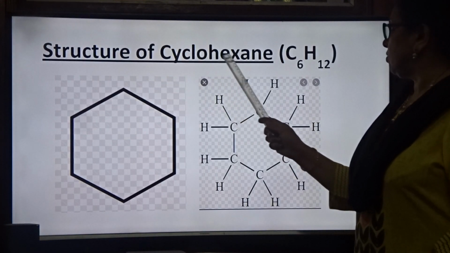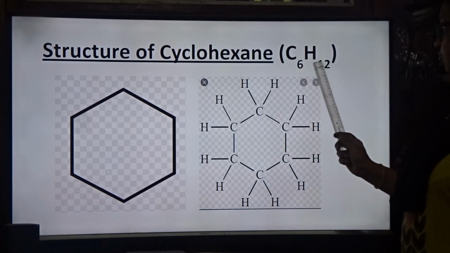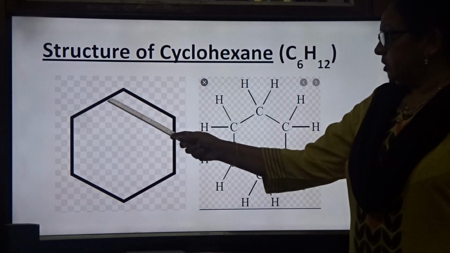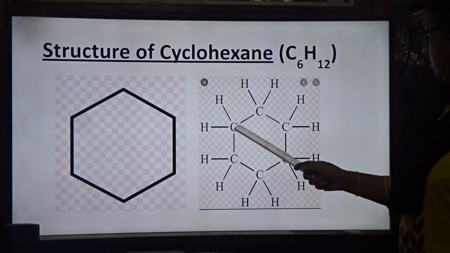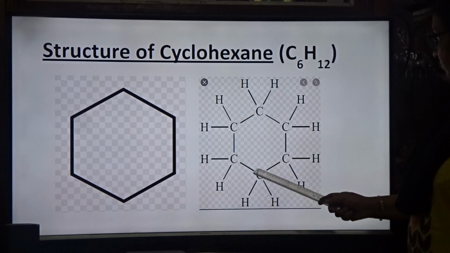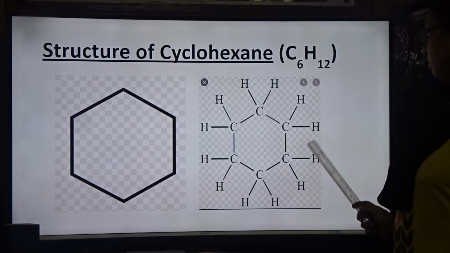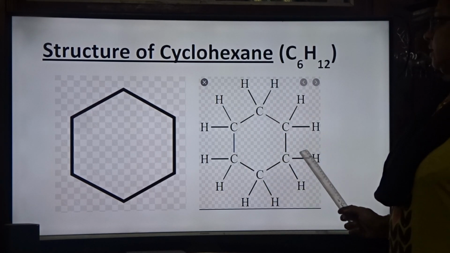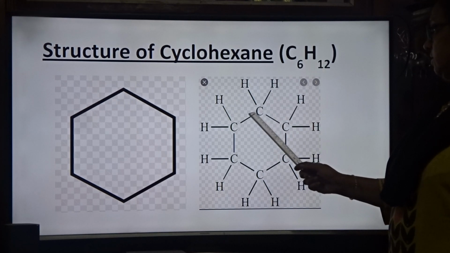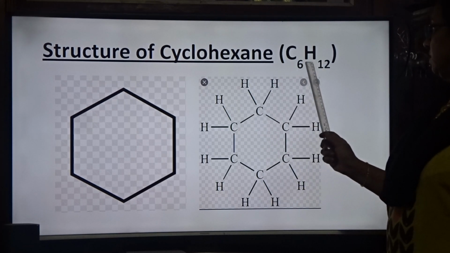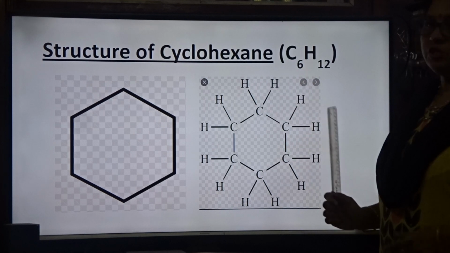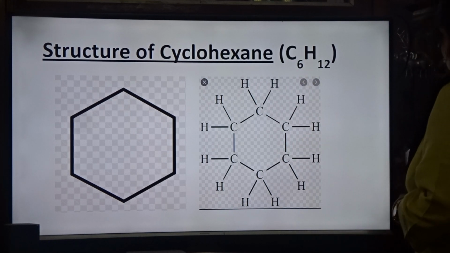First, the structure of cyclohexane. The formula is C6H12. It will look in this way, with six carbons and 12 hydrogens. On each carbon there are 2 hydrogens. So there are 6 carbons and 12 hydrogens. The formula is C6H12. This is the structure of cyclohexane.